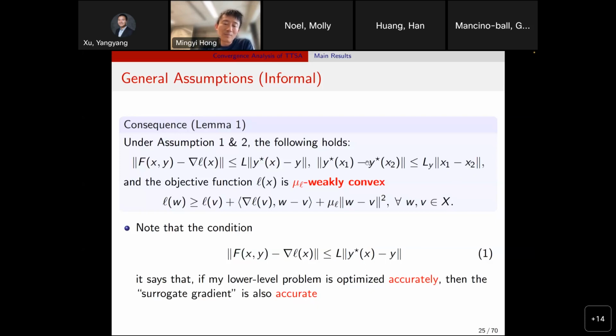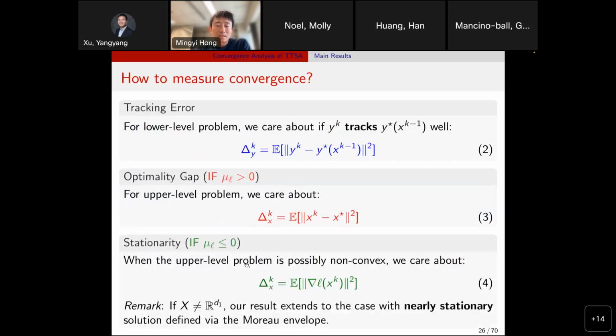Okay, and then we can also show that this Lx will be weakly convex with a certain constant. This means that with this inequality, right? So mu weakly convex basically means that the L function is smooth. It has a second order derivative. Okay. All right. So that's that.